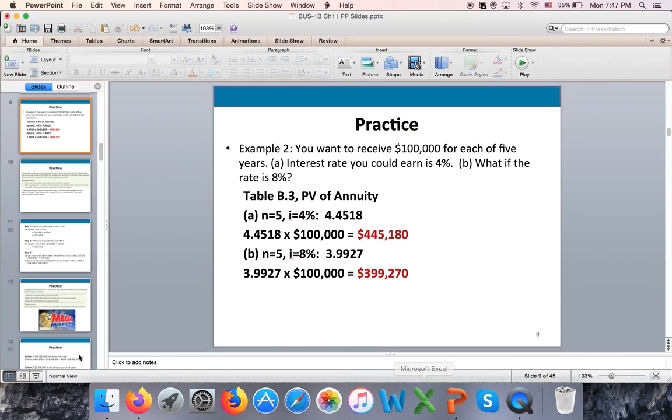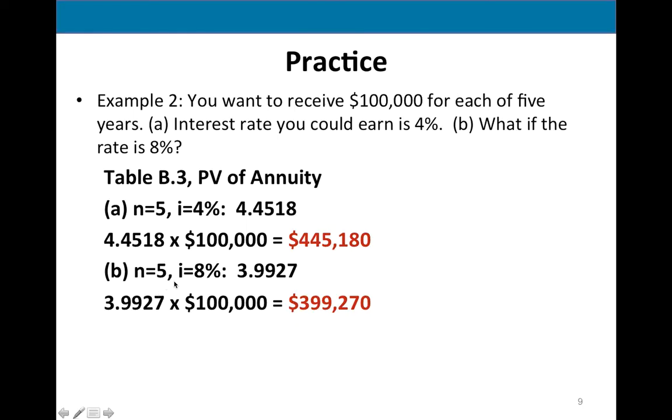4.4518, and we're going to multiply it by the annuity amount. So I have to invest today $445,180, and then next 5 years, every year I will receive $100,000. Like you want to retire or something. So I will get $500,000 in total, $100,000 every year for 5 years.